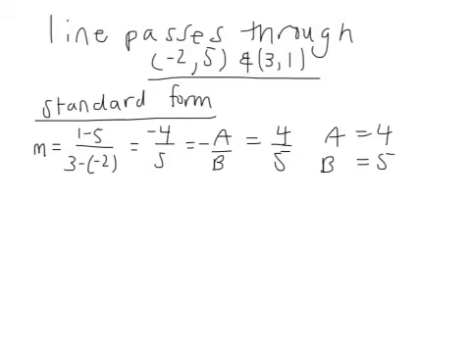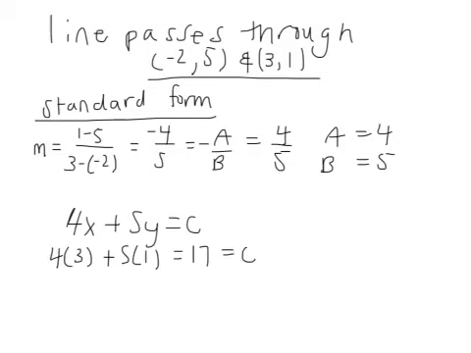Then we can substitute these values into our standard form and then substitute the coordinates for one of our points to find our c value. So our final equation in standard form would be 4x plus 5y equals 17.